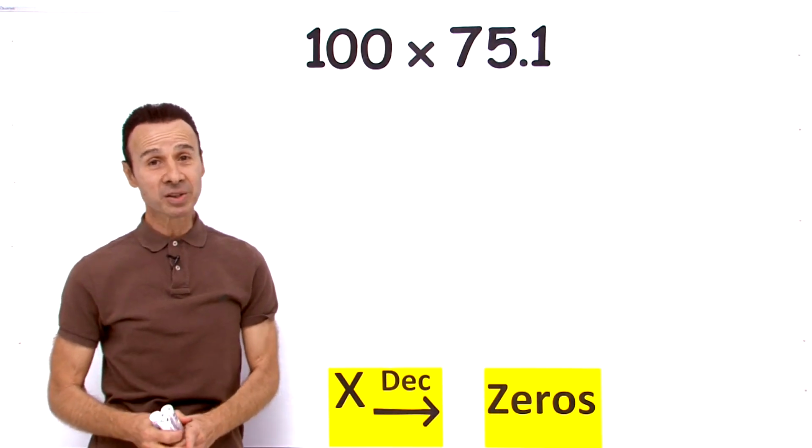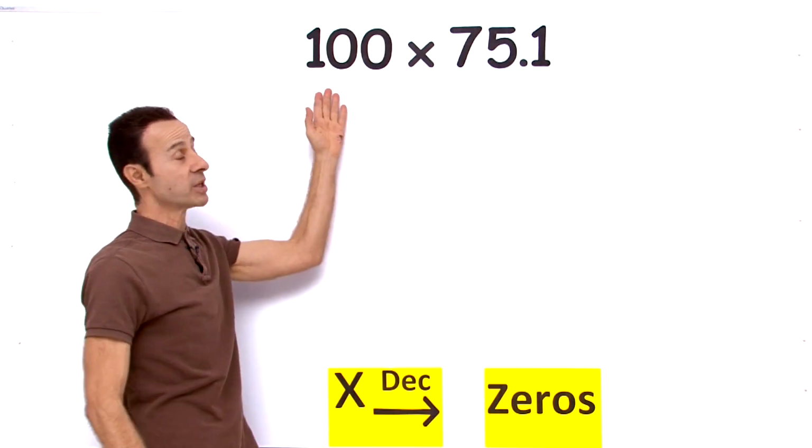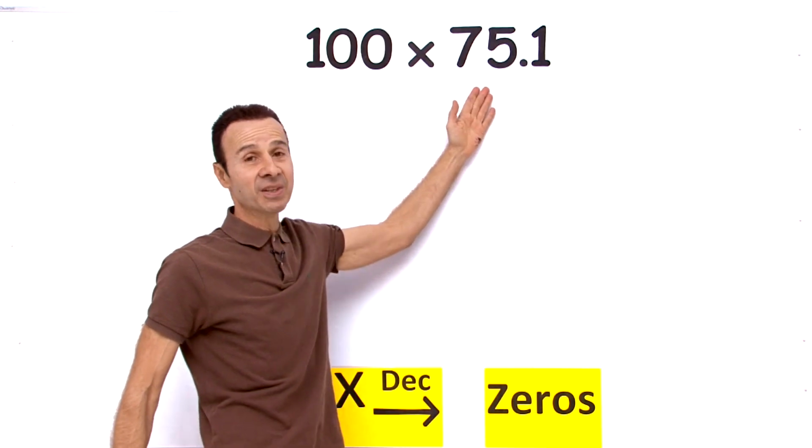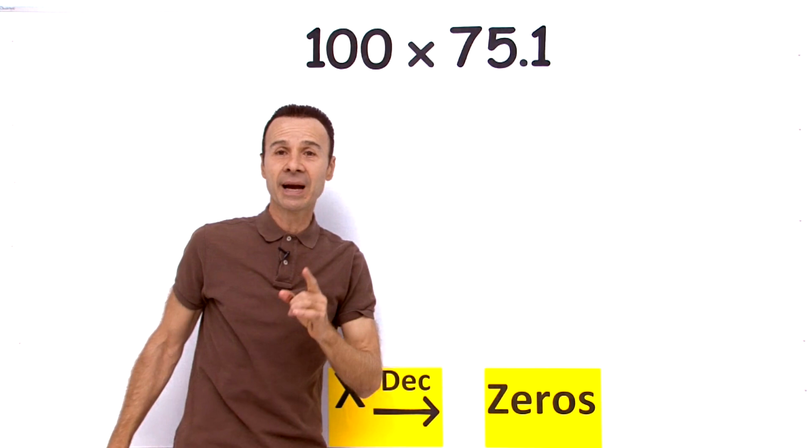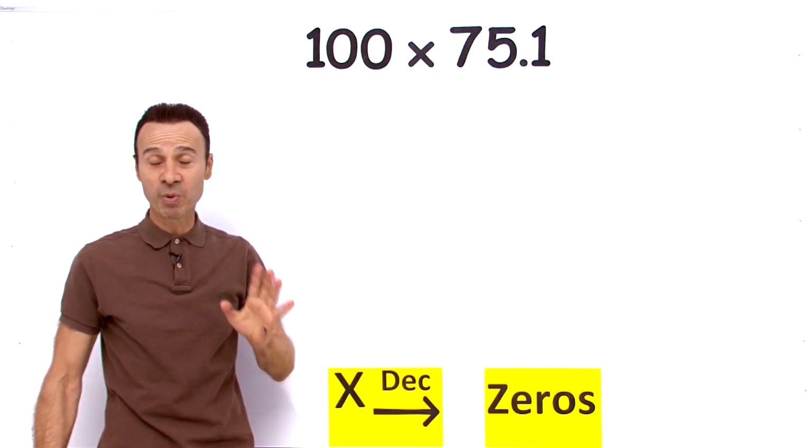All right, let's multiply these two guys. First of all, it's 100 times 75.1. Decimal place is right there between the 5 and the 1. Now, how do we move that decimal place when we multiply by 100?